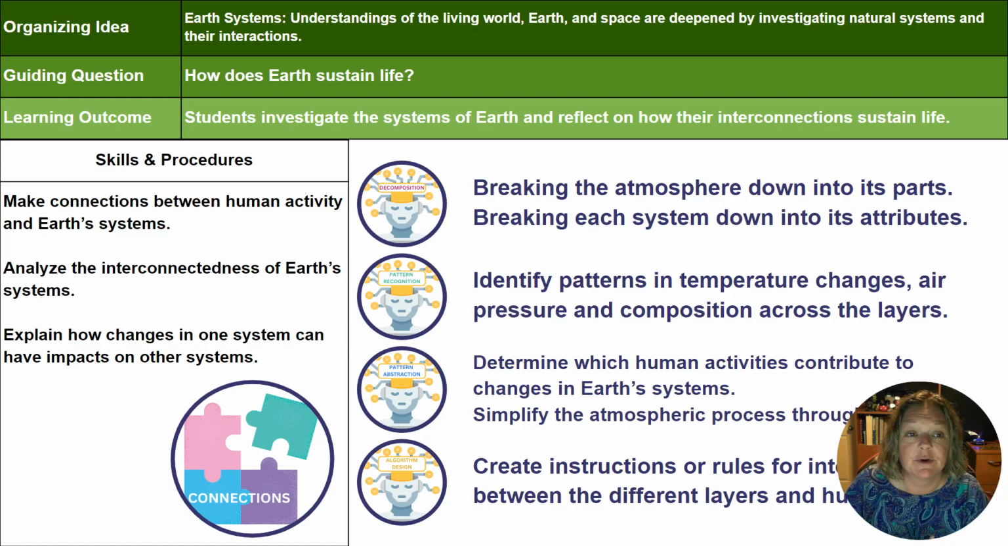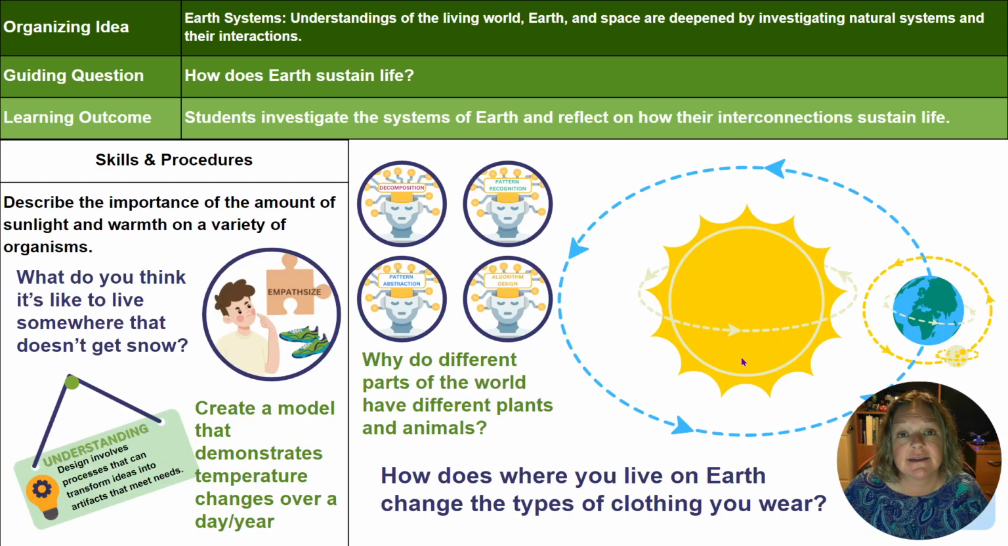When we're talking about Earth systems, we're thinking about these skills and procedures, and we're also thinking about computational thinking and making those computer science connections at the same time. As we're asking students to describe the importance of the amount of sunlight and warmth on a variety of organisms, there's lots going on here, just ways to tie in different pieces of the computer sciences while we're also learning this very scientific structural thing.